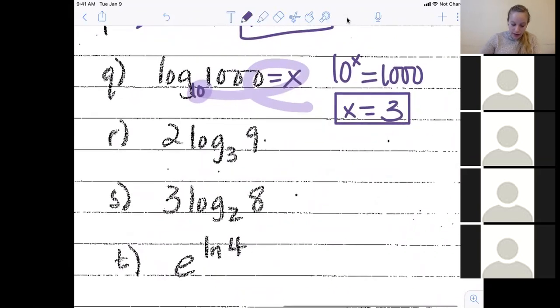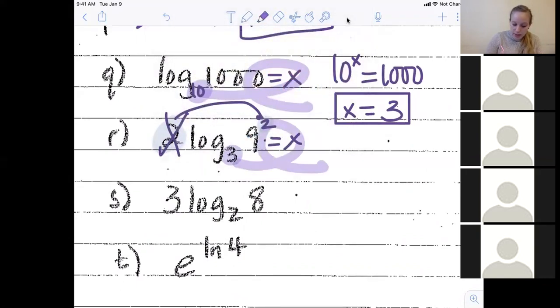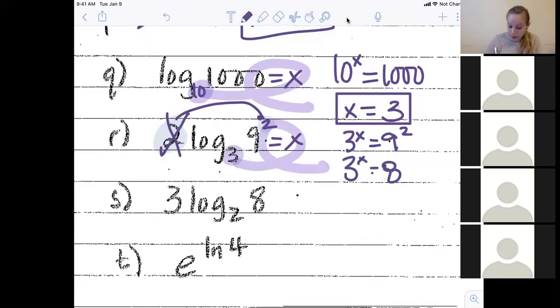All right, 3 more. I've got 2 log base 3 of 9. Remember when we have that 2, it becomes an exponent to my 9. So I've got log base 3 of 9 squared, again set equal to x, so I can do my log roll. 3 to the x equals 9 squared. You can do what 9 squared is and then decide what 3 raised to what power is. So I know that 9 squared is 81. So I can say, okay, 3 to what power is equal to 81?